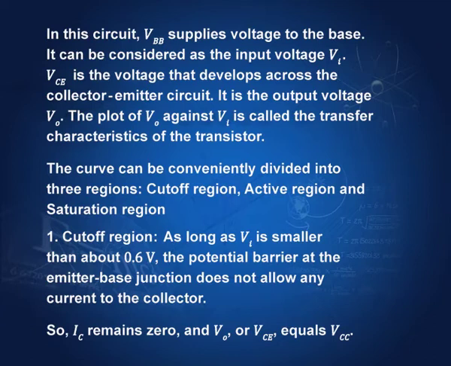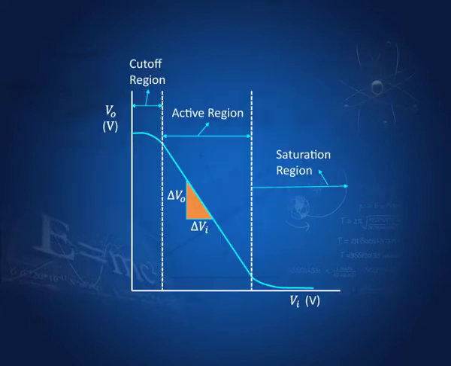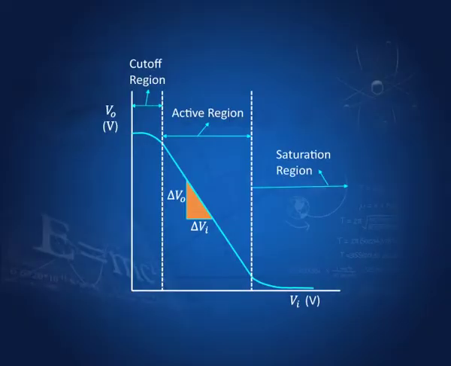The curve can be conveniently divided into three regions. In this region, there is hardly any current. It is a cut off region, because the potential difference is not able to overcome the potential barrier in the emitter base junction. So, there is hardly any current. Here the current has become maximum, and therefore, there is no change in the current. So, this is saturation region, this is cut off region, and in between is the active region.